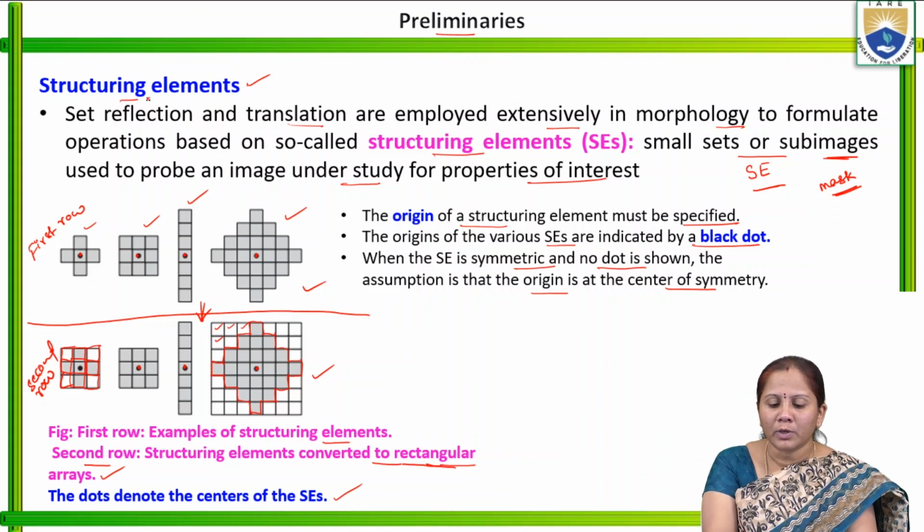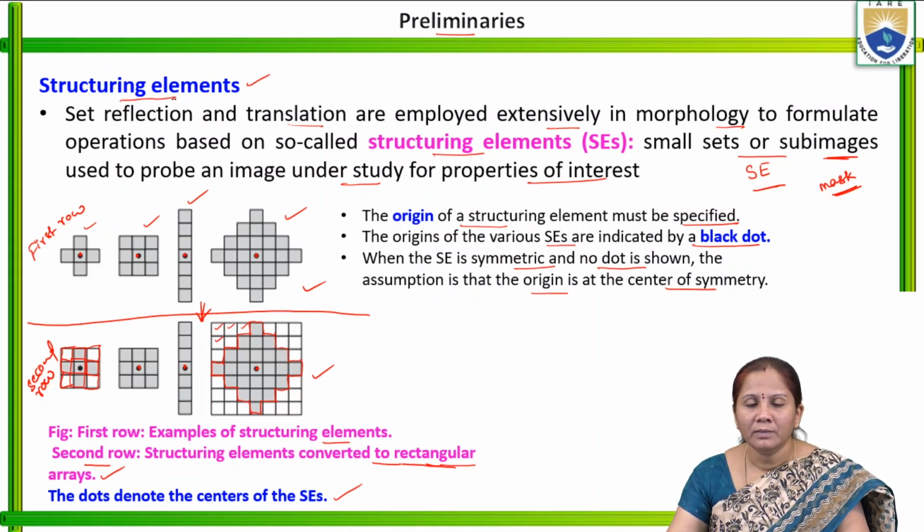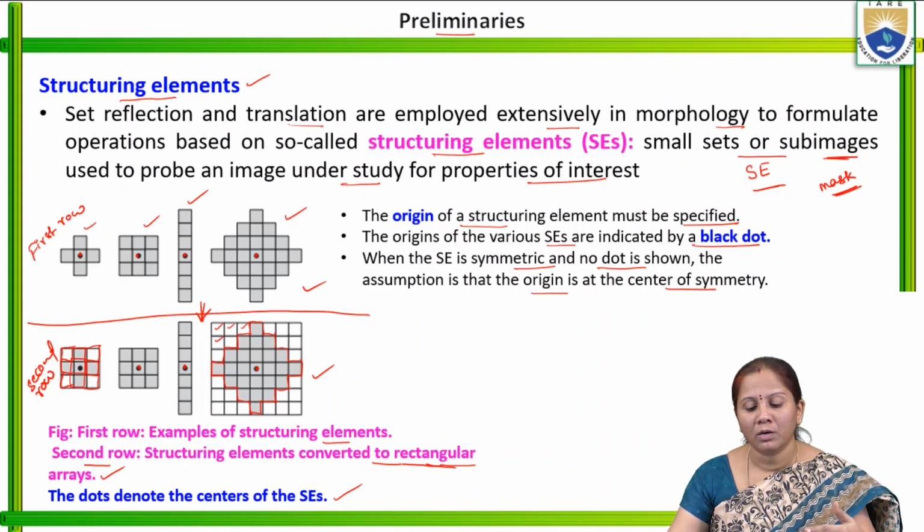So this is the importance of the structuring element, and we have discussed the origin of the structuring element and how its shape should be. It should be in the form of rectangular arrays. If the given structuring element is already in rectangular form, no problem. If it is not in rectangular form, we have to convert it into rectangular form by including some extra spaces like this.